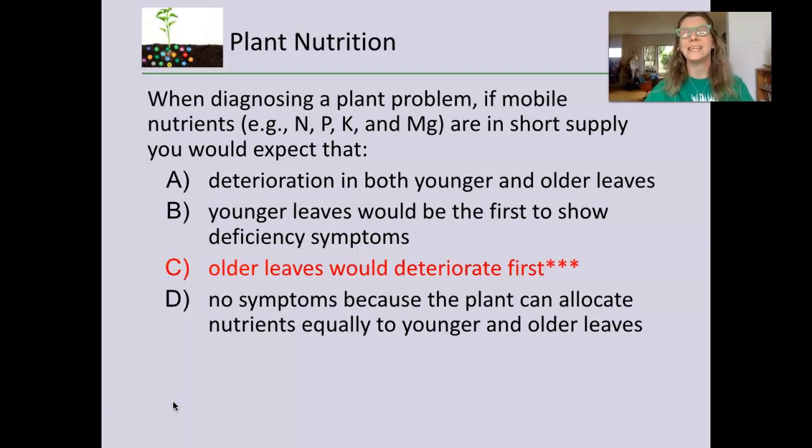Well, you're going to see it in the older leaves first. So the plant will allocate it to new growth because that's really where it needs it. And we will definitely see it in older leaves. If it was a non-mobile nutrient, you would see that in younger leaves because they wouldn't be able to be mobilized and move to the new growth.